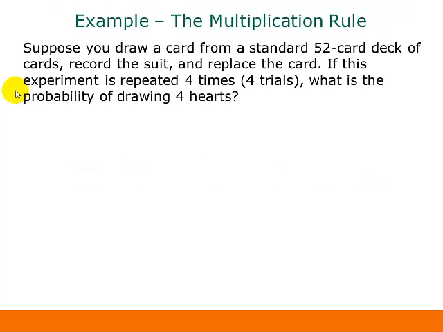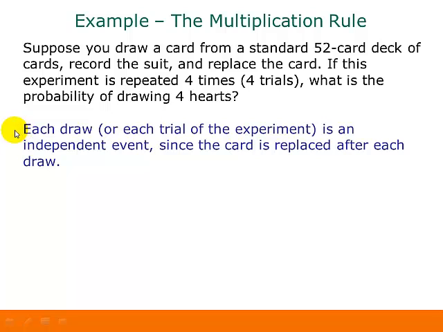Here's an example. Suppose that you draw a card from a standard 52 card deck of cards, record the suit, and replace the card. If this experiment is repeated 4 times, what is the probability of drawing 4 hearts? Now each draw, or each trial of the experiment of drawing a card, is an independent event because the card is replaced after each draw.